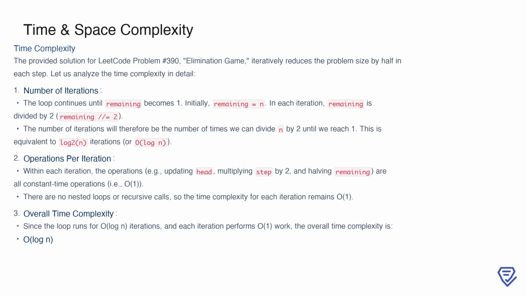Within each iteration, the operations such as updating the head, doubling the step, and halving remaining are all constant time operations. Each of these computations takes O(1) time, and since there are no nested loops or recursive calls, the total time for one iteration is simply O(1). Combining these observations, we find that the total time complexity is determined by O(log n) iterations, each taking O(1) time. Therefore, the overall time complexity of the algorithm is O(log n).